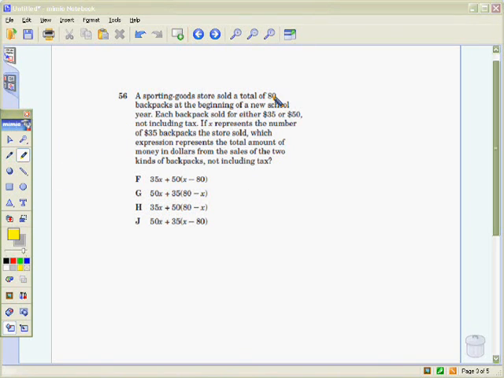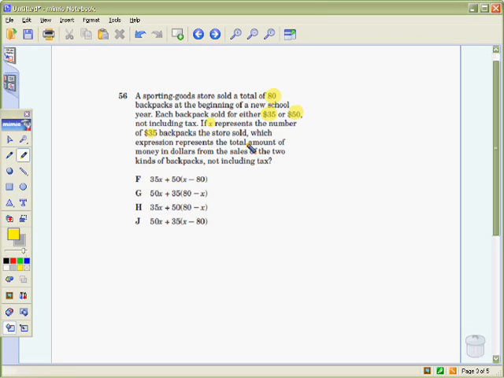Let's go back through the problem and pick out the important pieces of information that we need. There's a total of 80 backpacks. We have two different prices. Some are $35, some are $50. It says that X is going to represent the number of $35 backpacks.